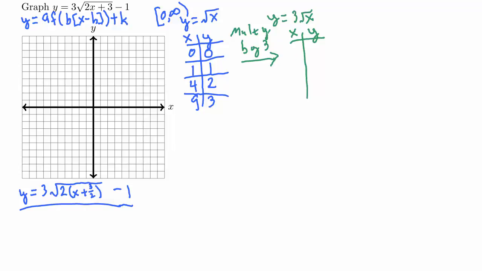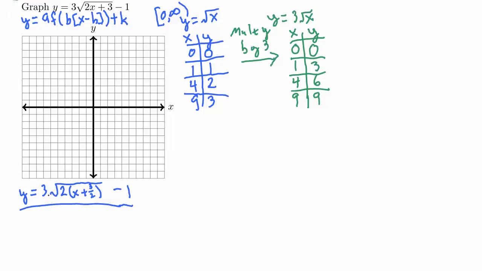Now, because it's multiplying the y value by 3, that means that the x values will all stay the same. So I still have 0, 1, 4, and 9. Now, if I multiply all the y values by 3, 0 times 3 is 0, 1 times 3 is 3, 2 times 3 is 6, and 3 times 3 is 9. I keep working left to right here.